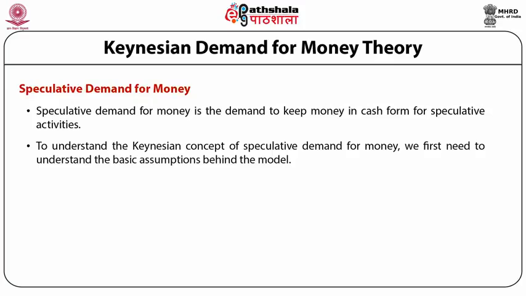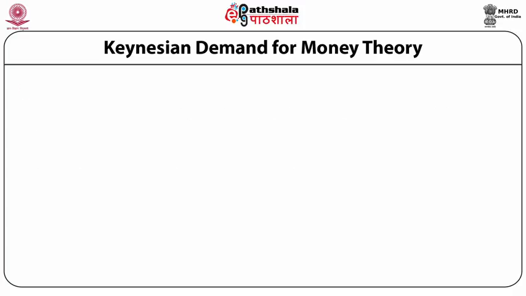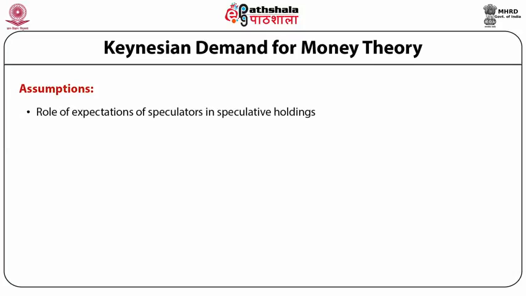To understand the Keynesian concept of the speculative demand for money, we first need to understand the basic assumptions behind the model. Assumptions. First, role of expectations of speculators in speculative holdings. This type of demand for money is highly guided by speculations. Different speculators have different speculations about the future value of the assets. So the assumption is that the market will go as per the average expectations.